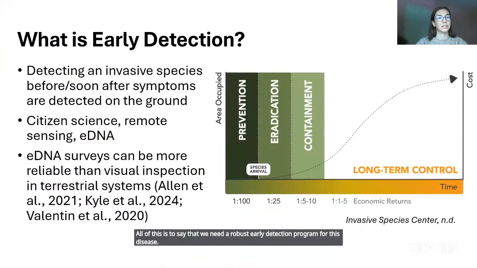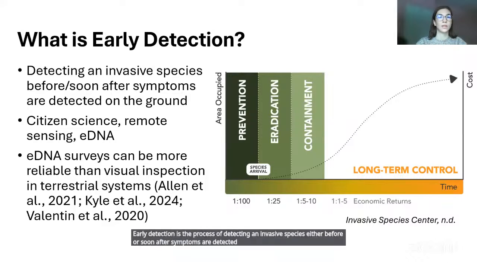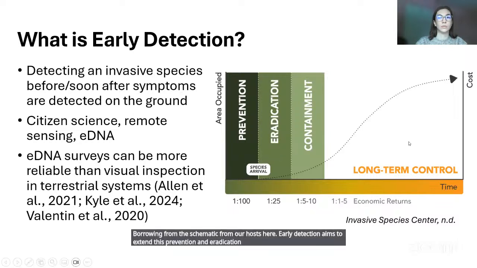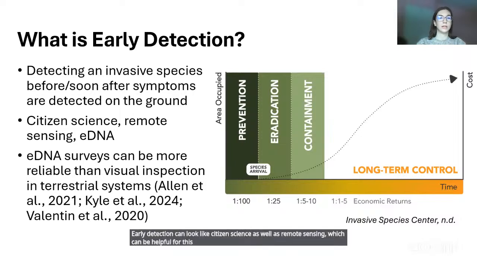Early detection is the process of detecting an invasive species either before or soon after symptoms are detected on the ground. So borrowing from the schematic from our hosts here, early detection aims to extend this prevention and eradication phase so we don't have to move into long-term control. Early detection can look like citizen science as well as remote sensing, which can be helpful for this disease, which I mentioned earlier. And in recent years, particularly environmental DNA surveys.